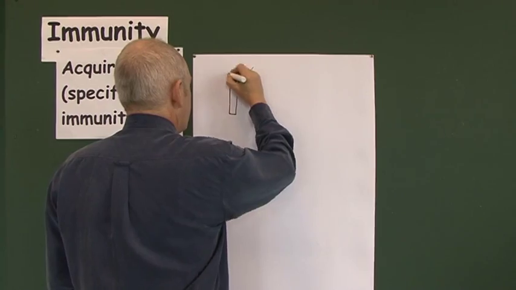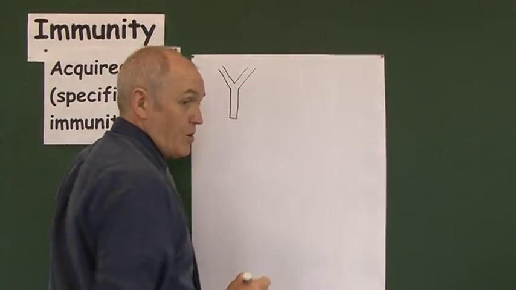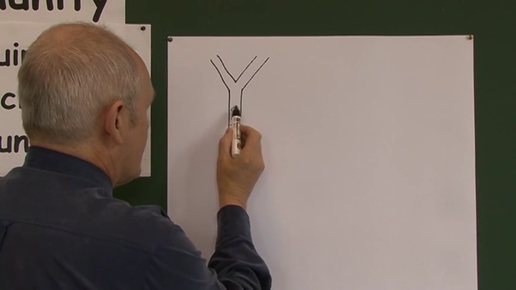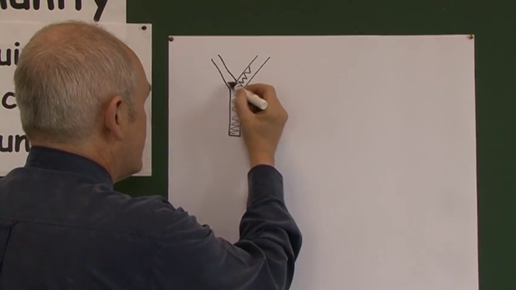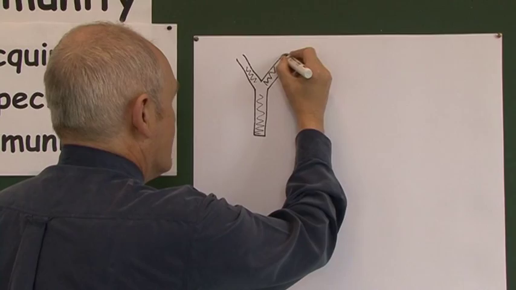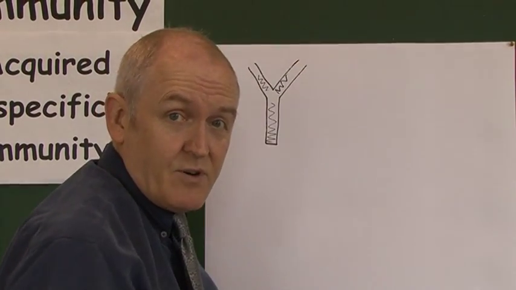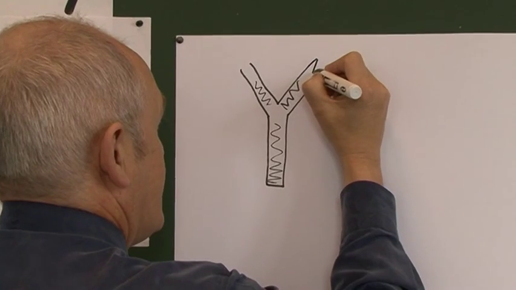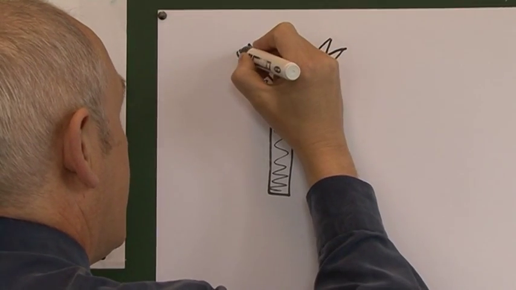Protein, immunoglobulin. And this bit tends to be much the same in all antibodies. But the end is very variable. The end of the antibody is a specific shape. So let's draw ours as that kind of shape. That's a particular antibody there.